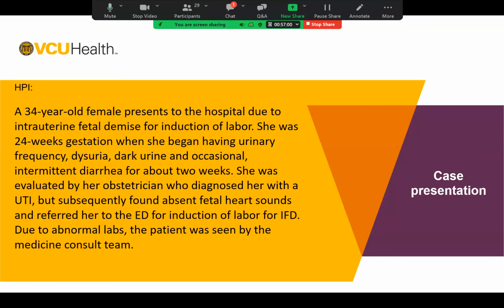Okay, so the case is a 34-year-old female. She presents to the hospital due to intrauterine fetal demise and was there for the induction of labor. She was 24 weeks gestation when she began to have urinary frequency, dysuria, dark urine, and occasional intermittent diarrhea for about 2 weeks. She was evaluated by her OB, who diagnosed her with a UTI, but subsequently found absent fetal heart sounds and referred her to the ED for induction of labor for IFD. Due to abnormal labs, the patient was seen by the medicine consult team.